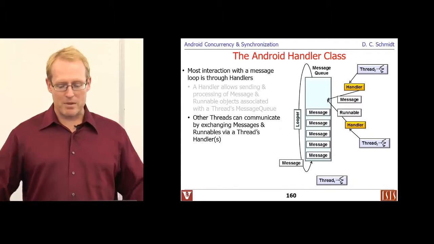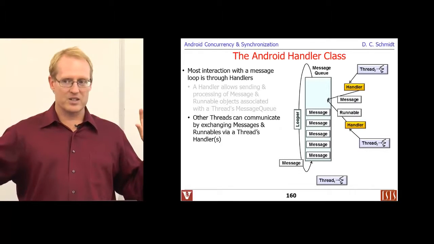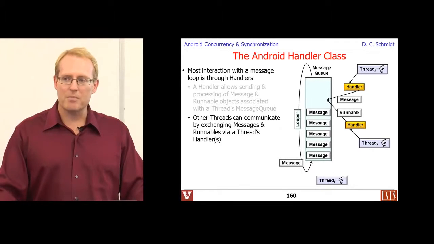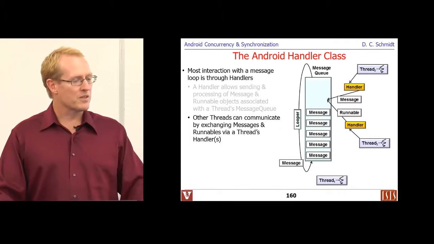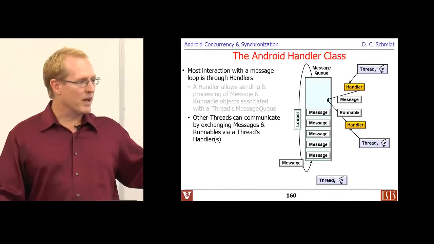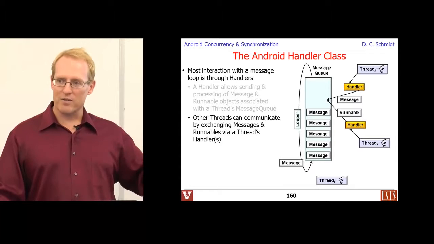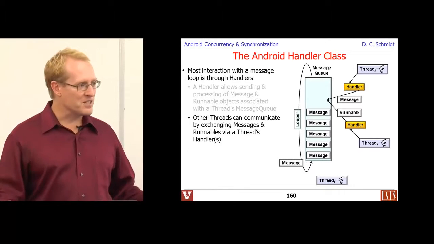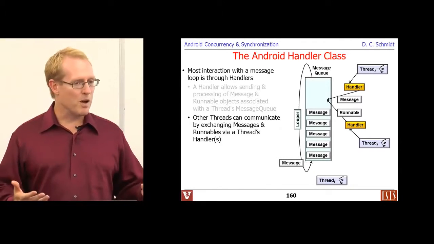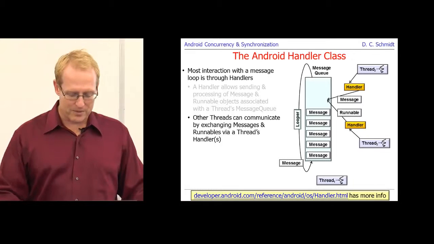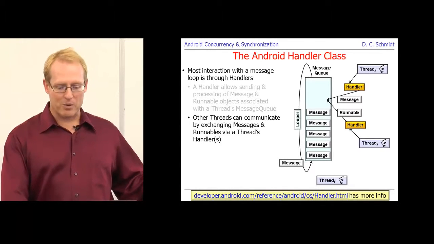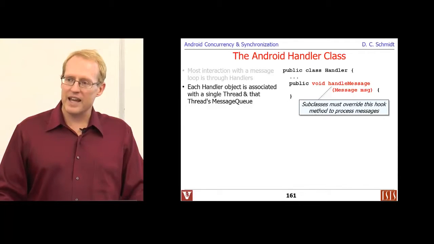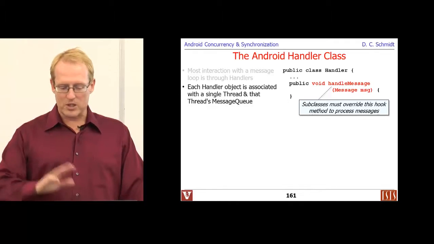And then other threads that may be background threads that are running in distinction from the UI thread or the main thread, or just some other thread, can communicate with another thread by passing messages or runnables through handlers to another thread. And we'll see later that this particular way of arranging things goes by a variety of different patterns. We'll talk about the active object pattern. We'll talk about the half-sync, half-async pattern. These are all great patterns that exist and are used quite extensively throughout Android. So take a look at this link for more information about what a handler is. Every handler object is associated with a single thread and that thread's message queue.